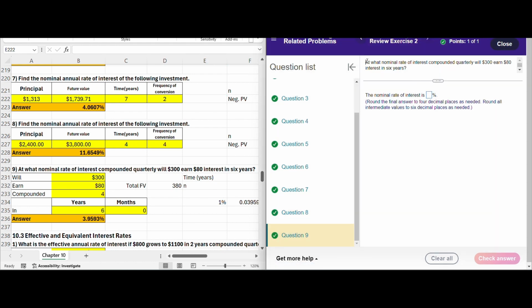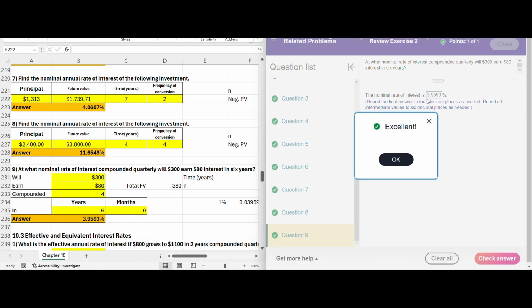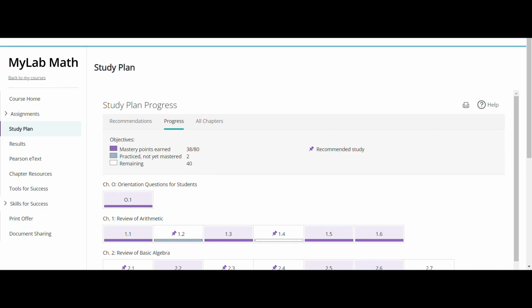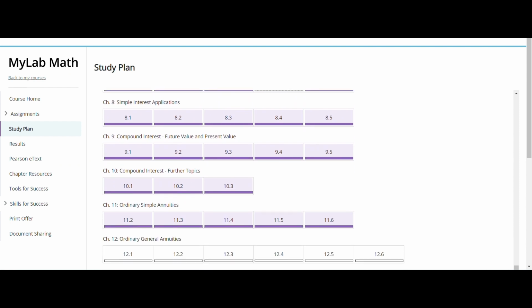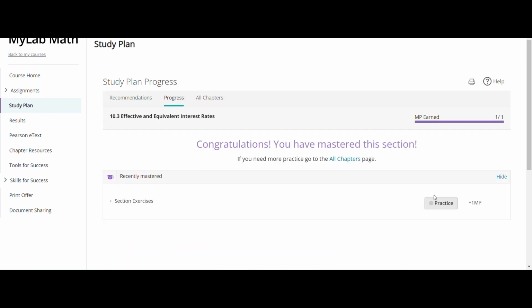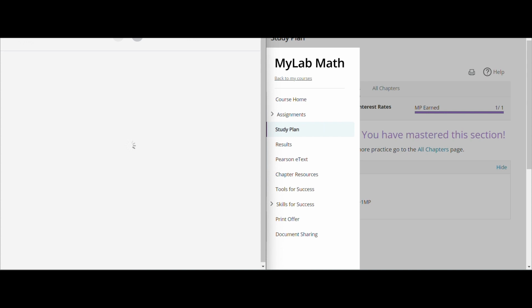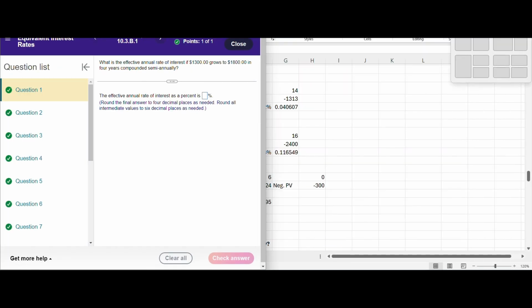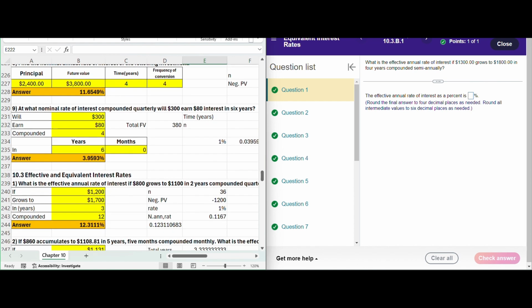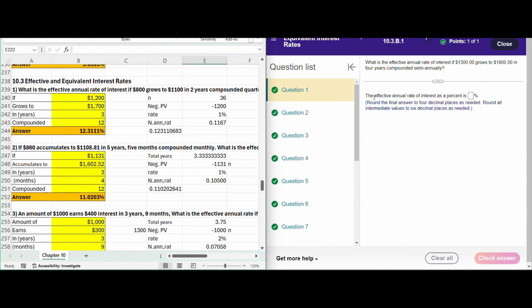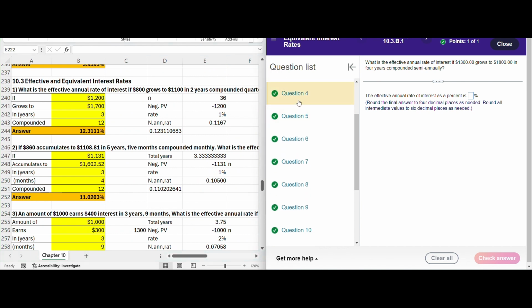Okay, so let's do this. These ones that are not highlighted remain the same all the time. So basically I just have to type the answer because the exercise is already done. Okay, let's take the last part of chapter number 10. This is the part of effective and equivalent interest rates.